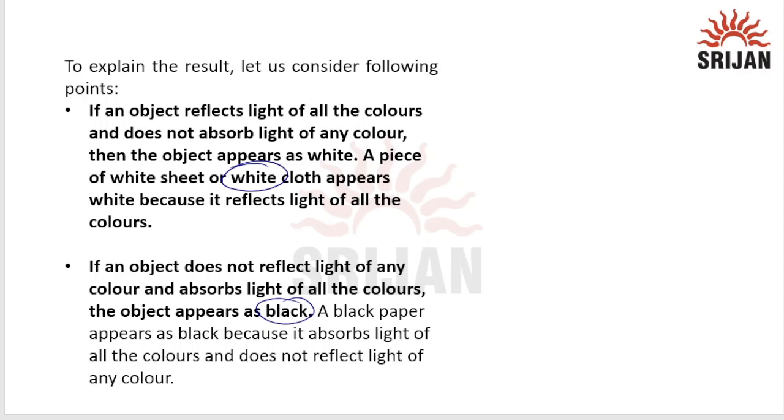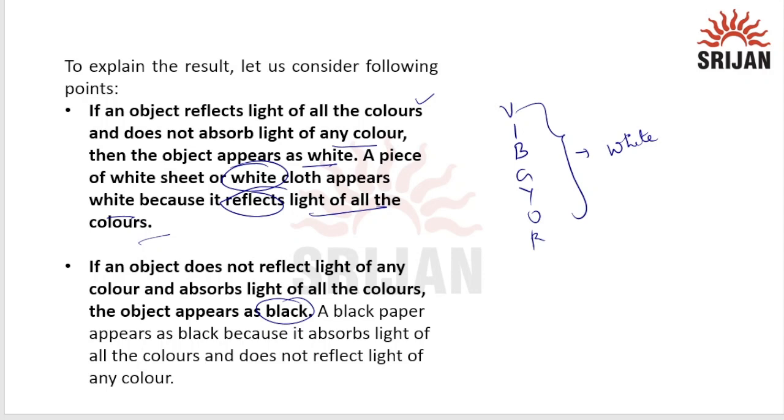So here it is written that if an object reflects light of all the colors and does not absorb light of any color, then the object appears white. The example is also given here that a piece of white sheet or white cloth appears white because it reflects light of all the colors. Actually, if it is reflecting the light of all the colors, these 7 colors combine to give a single light, that is white. Therefore, you perceive it as white.